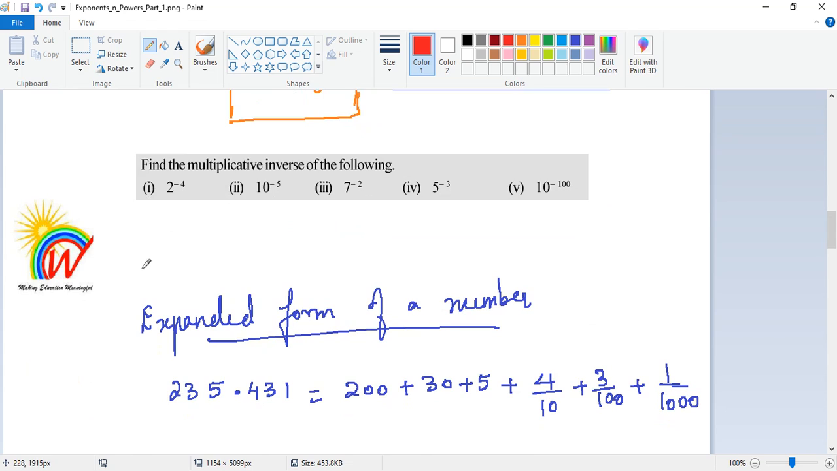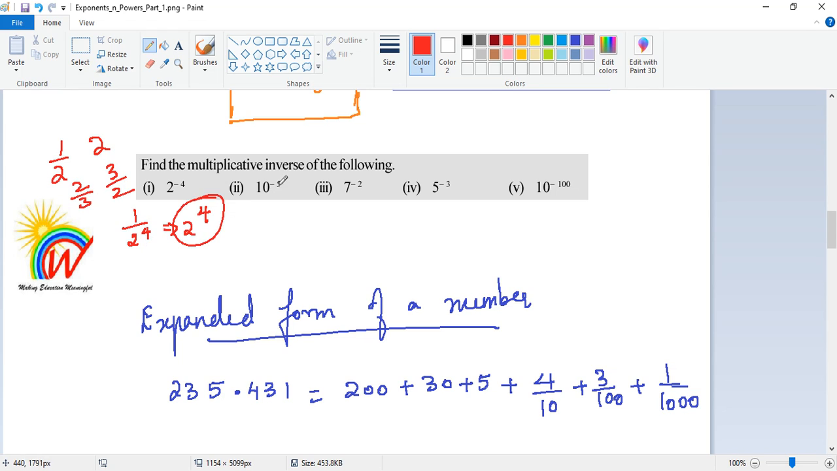Okay. So now find the multiplicative inverse of the following. I'll just do one problem here and show it to you. See, 2 to the power of minus 4 is actually 1 by 2 to the power of 4, right? So the multiplicative inverse of this is going to be 2 to the power of 4. So multiplicative inverse is a number which when multiplied gives you 1 as the answer. Okay. So for 1 by 2, the multiplicative inverse is 2. For 2 by 3, the multiplicative inverse is 3 by 2. So it's the other way around.